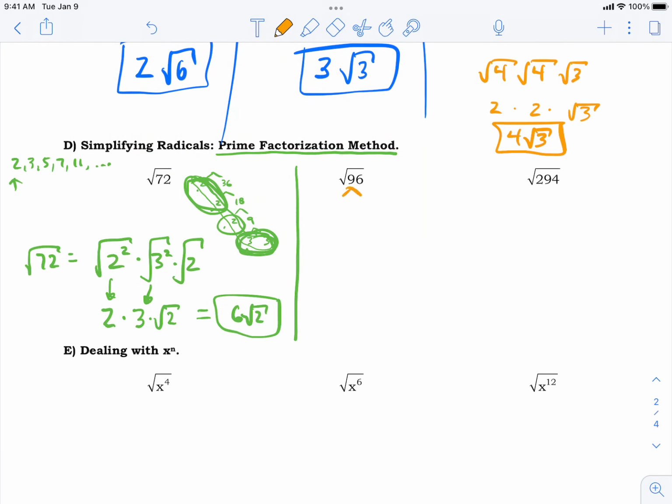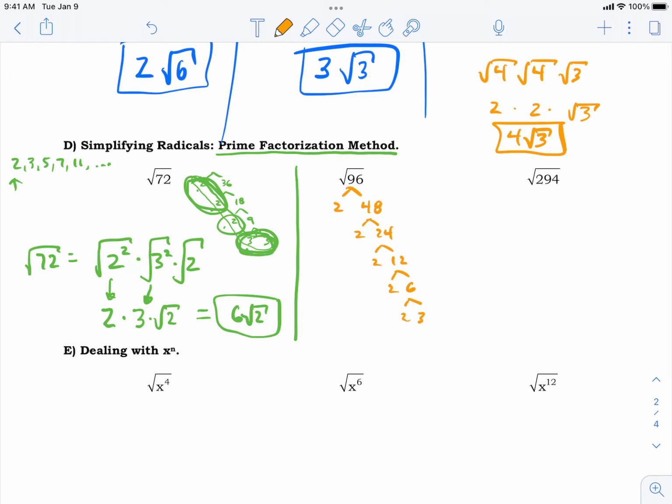96. Start busting it up. Divide by 2. It's 2 times 48. Divide by 2. That's 2 times 24. Divide by 2. That's 2 times 12. Divide by 2. That's 2 times 6. Divide by 2. That's 2 times 3. You bust it up until it's all primes. So I guess I usually circle all these numbers, but what you could do is say I broke up the 48, I broke up the 24, I broke up the 12, I broke up the 6.